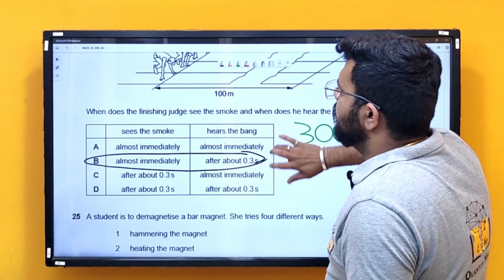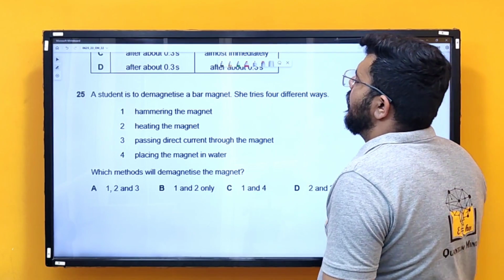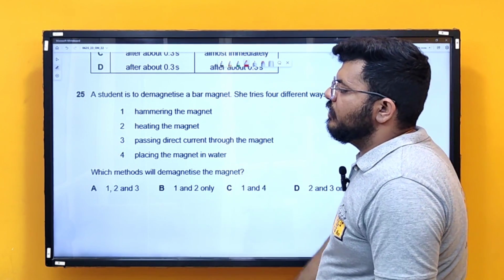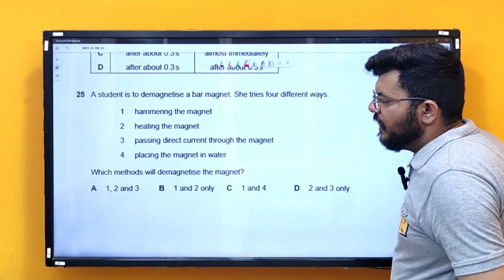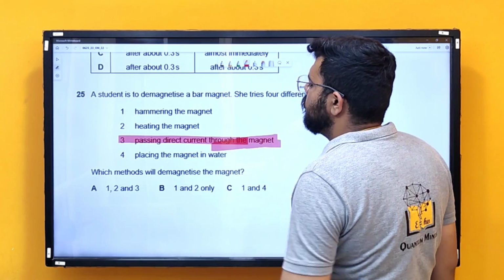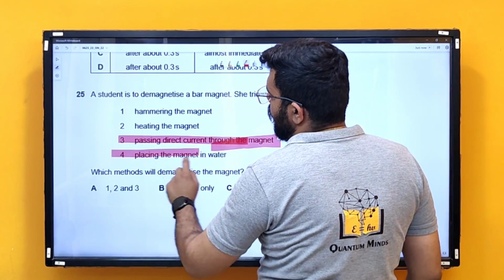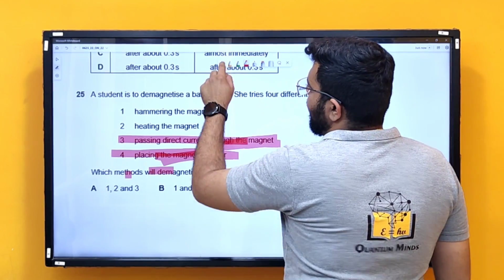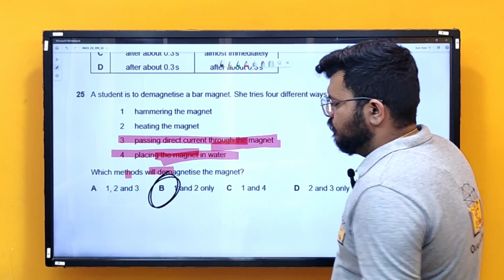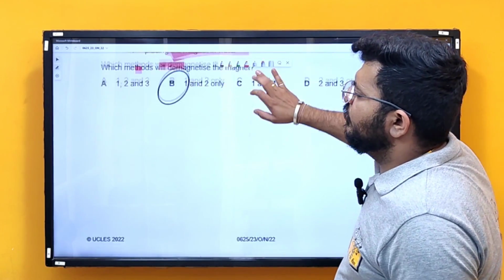Then we have question number 25. A student is to demagnetize a bar magnet. She tries 4 different ways. Hammering the magnet works. Heating the magnet works. Passing direct current through the magnet? No. Alternating current, if you pass it through, it may get demagnetized. Placing the magnet in water? No. It still remains a magnet. So options 1 and 2 are correct, which is your answer B.